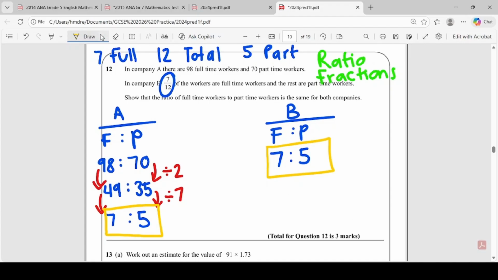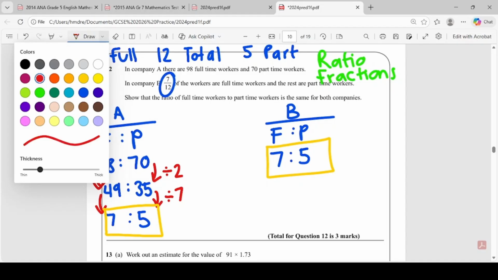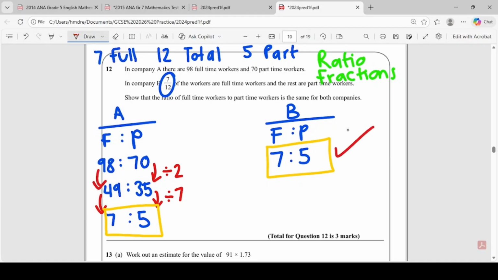So this kind of question, you're going to get 1 mark for this one, because that's a pretty straightforward one. 2 marks for this one, because you have to write the ratio and you have to simplify it.